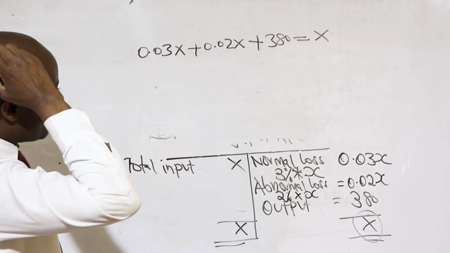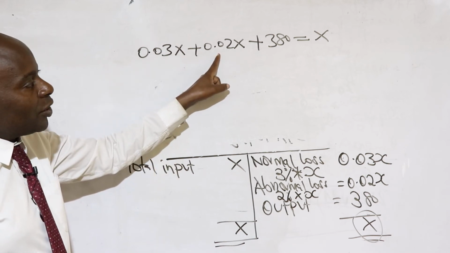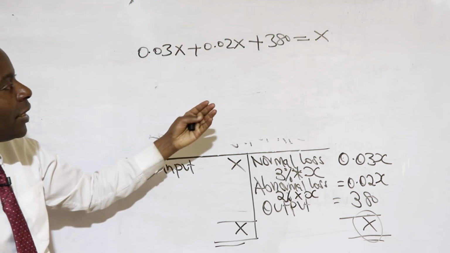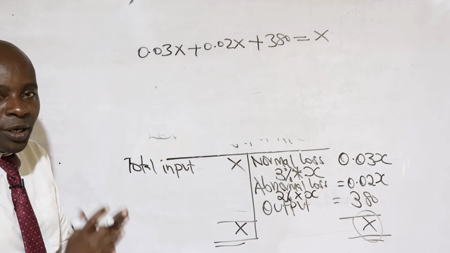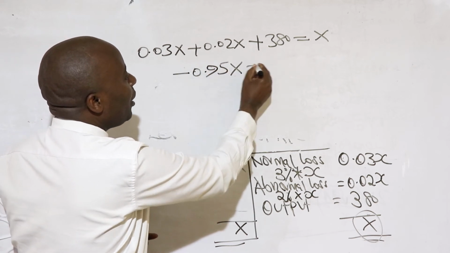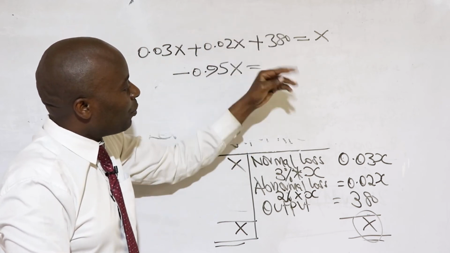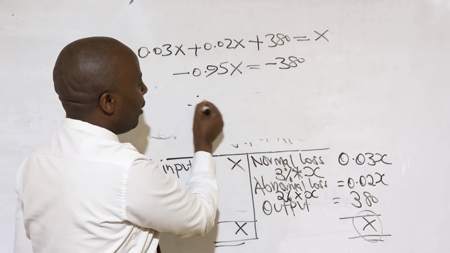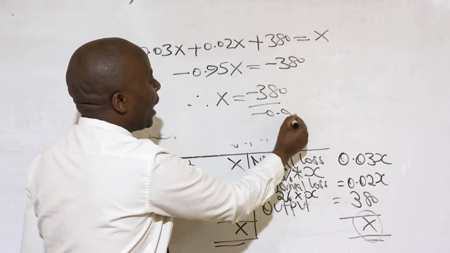So let's put like terms together. This and this will give me 0.05X. And then of course this X moved to the other side, it changes its sign. It becomes minus 1X. So 0.05 minus 1 will give me minus 0.95X equals the 380 crosses over. As it crosses over, of course, we expect the sign to change. So it becomes minus 380. And therefore, X will be equal to minus 380 divided by minus 0.95.